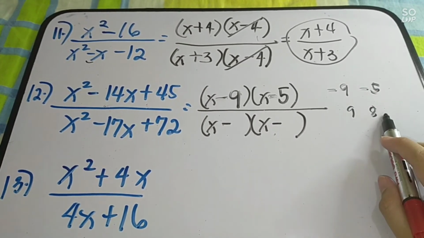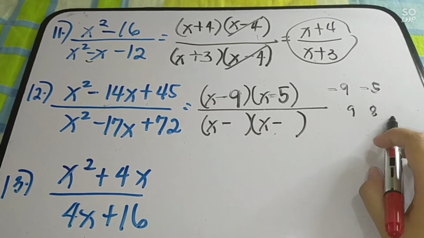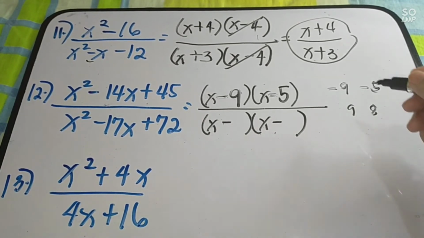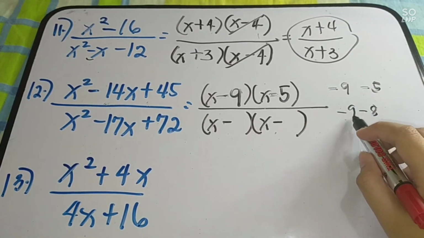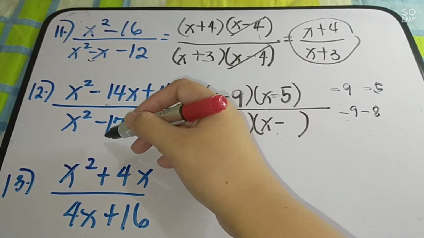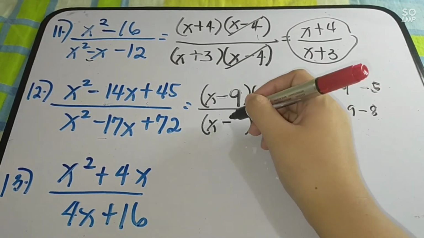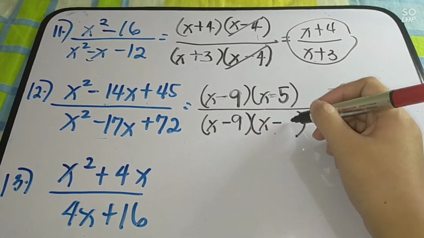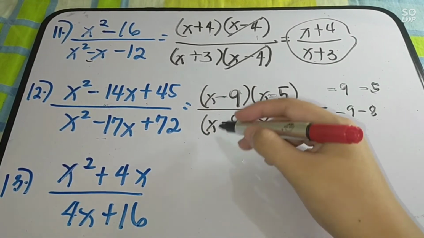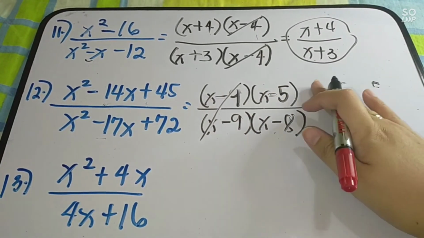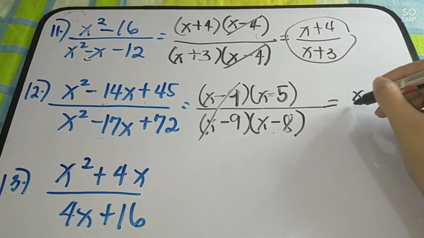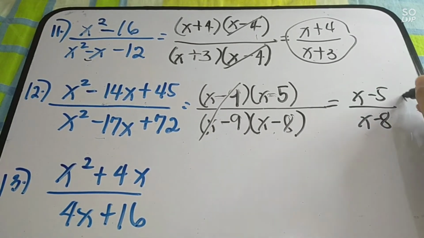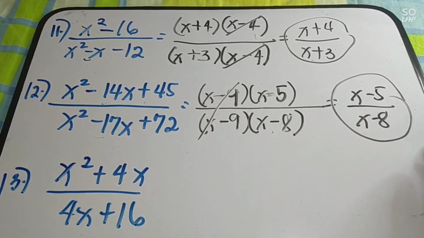Diba? 9 times 8, 72. 9 plus 8, 17. Tama? So, since para sa negative, pag negative 9 minus negative 8, the answer is negative 17. So, tama ulit ang sagot mo. Lagay mo dyan, 9 at saka 8. Tapos, yung magkamukha, cancelled out. So, ang natira is, we have x minus 5 over x minus 8. So, that is your final answer.